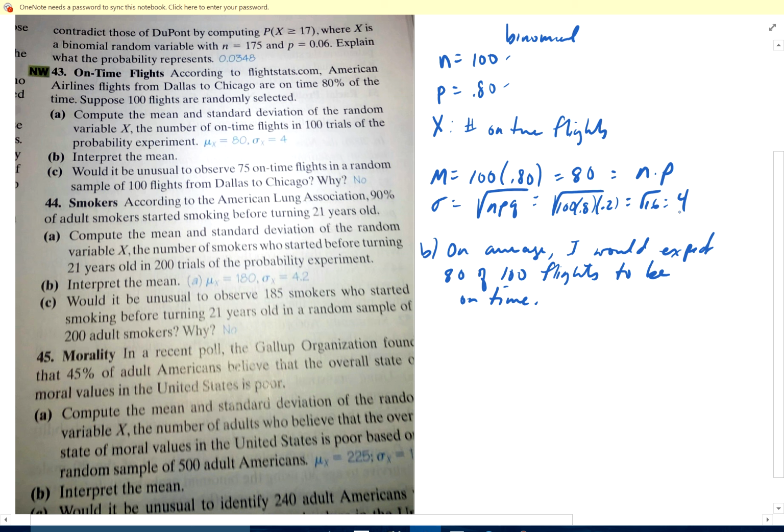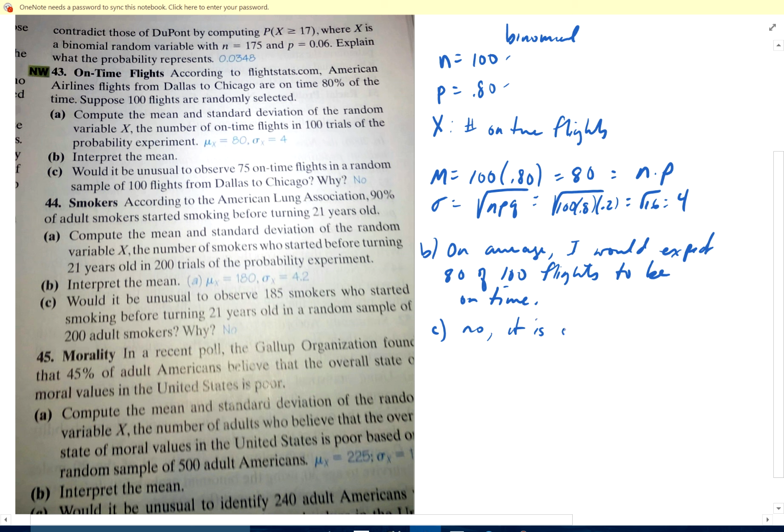Would it be unusual to observe 75 on-time flights in a random sample of 100? Why or why not? Well, I would look at it like this. 75 flights is just a little over one standard deviation away from 80, and so that's not unusual. Okay, so no.